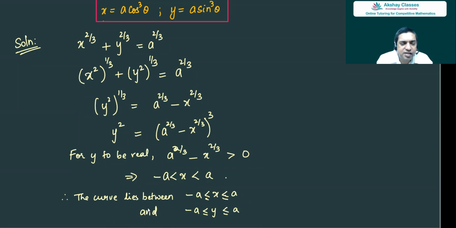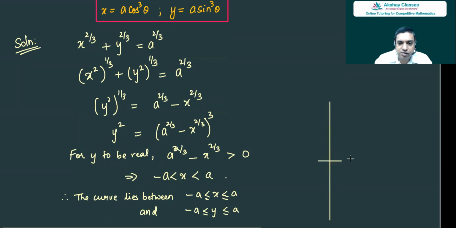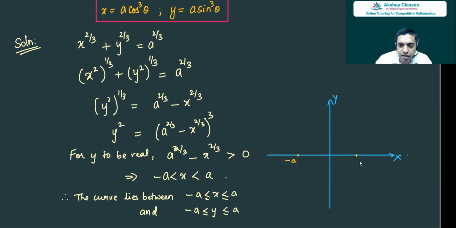And now where does the curve cut the x-axis? Put y equal to 0. We get x equal to plus a and x equal to minus a. So the curve cuts at x equal to a and x equal to minus a, and it cuts at y equal to a and y equal to minus a. It cuts the y-axis.